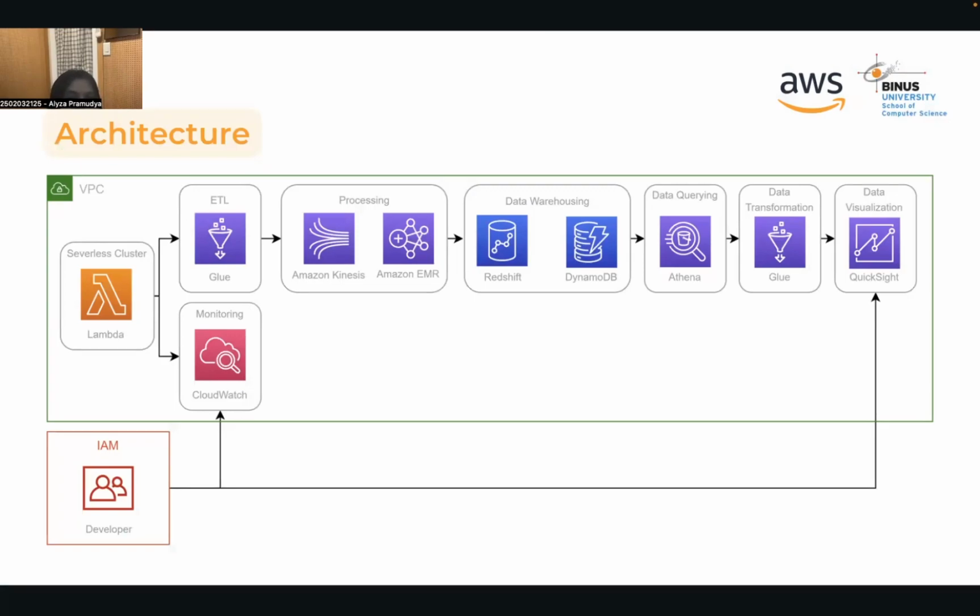of data analysis, where Lambda is used as a serverless cluster, AWS Glue for extract, transform, load, data processing using Amazon Kinesis and Amazon EMR, data warehousing using Redshift or DynamoDB, data querying using Athena, data transformation using AWS Glue, data visualization using QuickSight, and monitoring using CloudWatch.